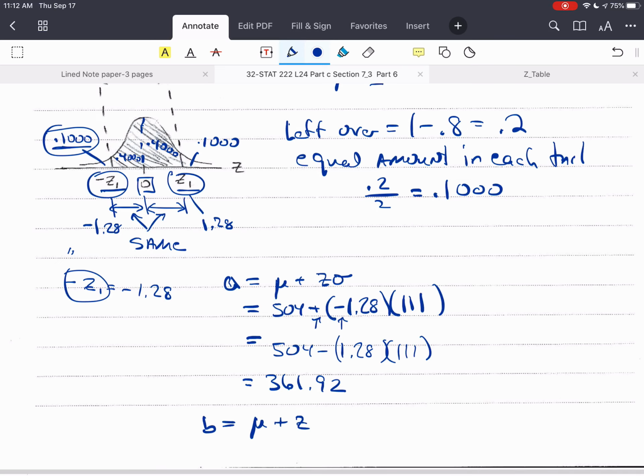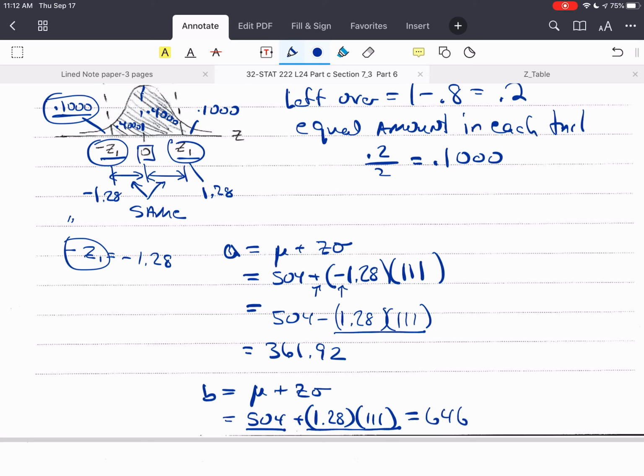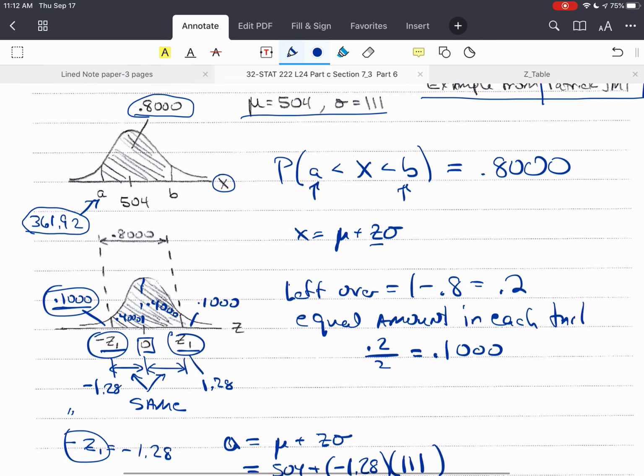So mu plus z sigma for B, but now this is going to be 504 plus 1.28 times 111. I want to point out that this value, which we're adding to mu, is the same as this value that we subtracted from mu. And so we're going to be the equal distance away from mu, as I said. So we've got 504 plus 1.28 times 111. And that gives me 646.08. So B is 646.08.